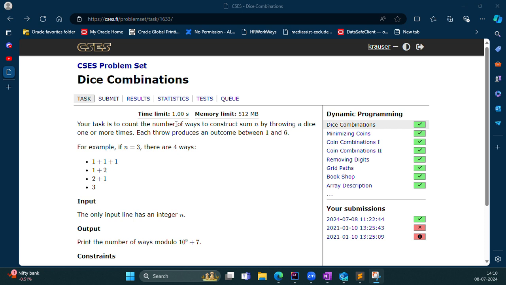I work as a software developer at Oracle, and this is my attempt at being consistent with my studies, which I clearly am not, by uploading video tutorials of the CSES dynamic programming problem set. So DP in general, not just CSES. I've already solved quite a few problems, but I'd like to revise dynamic programming, so I'll try to solve every problem again.